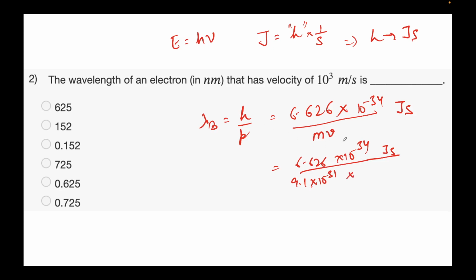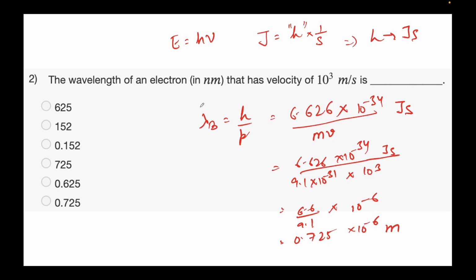This is kg. V is 10 to the power 3 meters per second. This is also SI units, so I'll put it as is. Everything is in SI. Now I just need to calculate. So this will turn out to be 10 to the power minus 6, 6.6 over 9.1 into 10 to the power minus 6. Let me get my calculator. This will be 6.6 over 9.1. So this is coming out to be 0.725 times 10 to the power minus 6 SI units, because everything is running in SI units here.